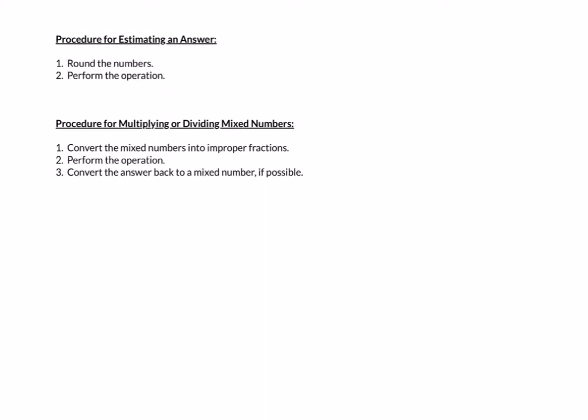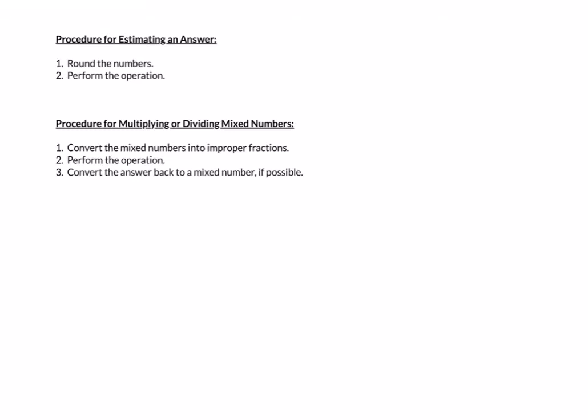So our procedure for multiplying and dividing mixed numbers. The first thing that we need to do is convert the mixed numbers into improper fractions. Once they are in fraction form, we can perform our operations. Remember that for multiplication, we cancel common factors and multiply straight across. And for division, we copy, dot, flip. Once we have our final answer, we want to convert it back into a mixed number, if possible.